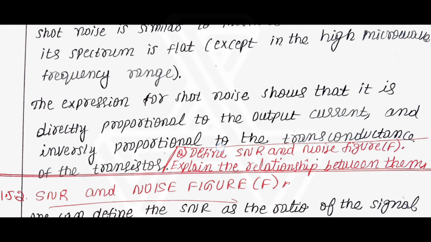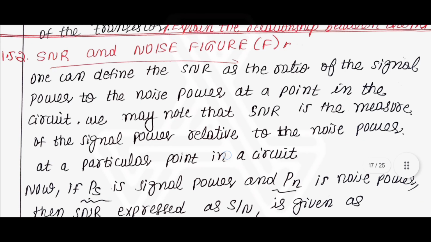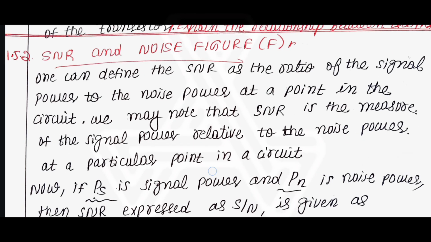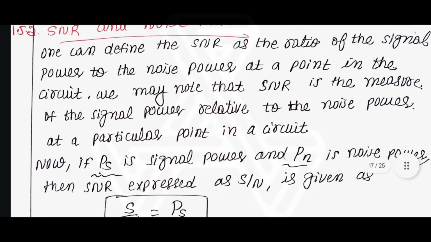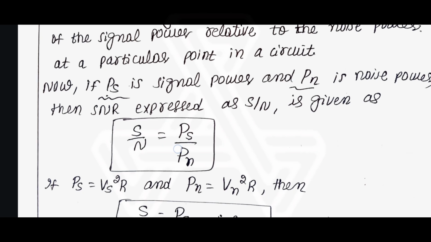Define SNR and noise figure F. Explain the relationship between them. SNR and noise figure F. One can define the SNR as the ratio of the signal power to the noise power at a point in a circuit. We may note that SNR is the measure of the signal power relative to the noise power at a particular point in the circuit. Now, if Ps is the signal power and Pn is the noise power, SNR is expressed as S by N, given as S by N = Ps by Pn.